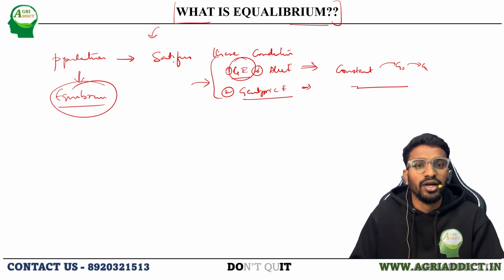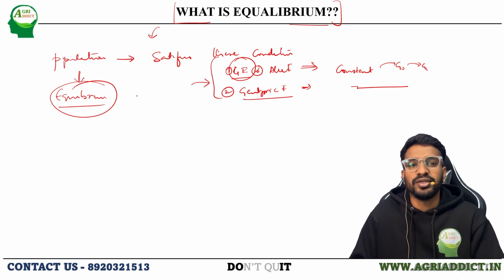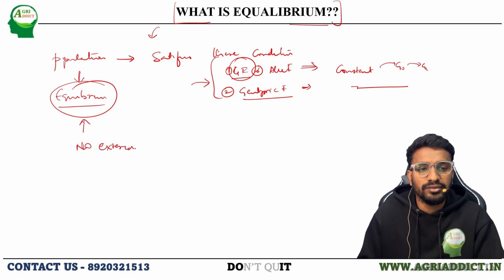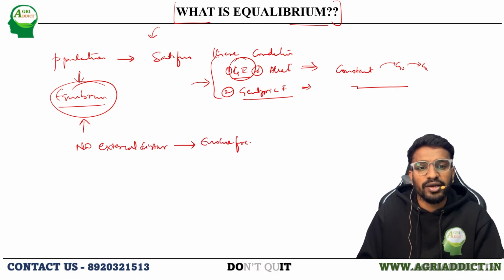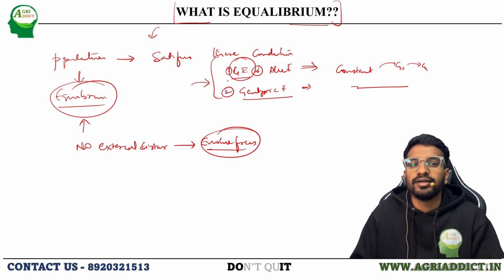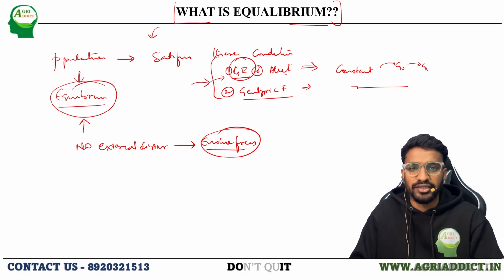How is this equilibrium achieved? This equilibrium is because of no external disturbance. External disturbance in terms of what? In terms of evolutionary forces. So there are no evolutionary forces acting on the population. That is why the allelic frequency and the genotypic frequency are not getting disturbed. They are maintained constant from generation to generation. That is what the Hardy-Weinberg law or principle says.